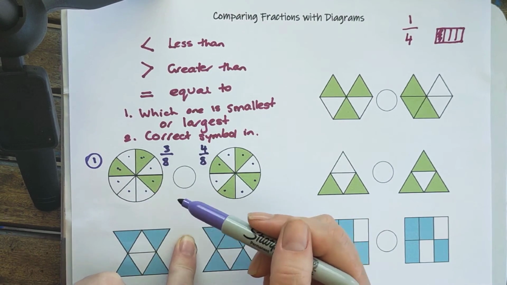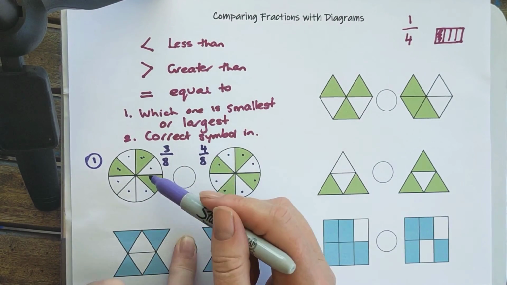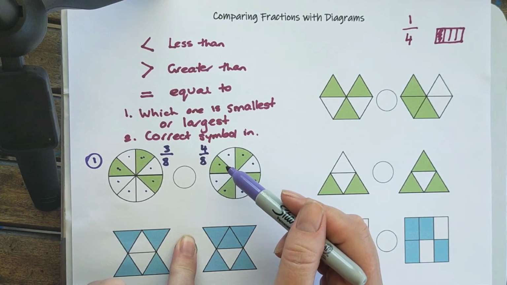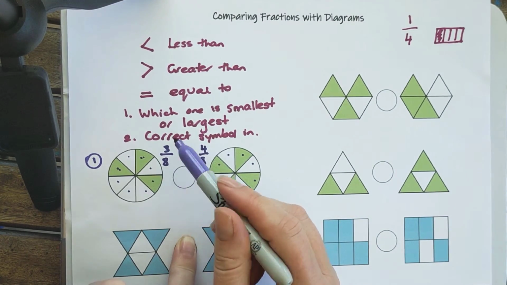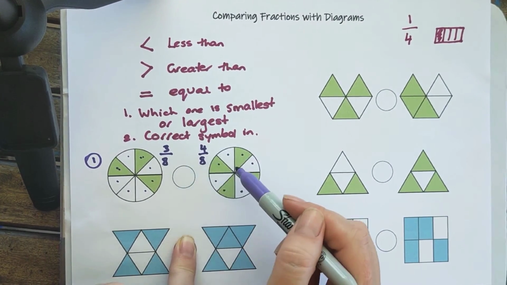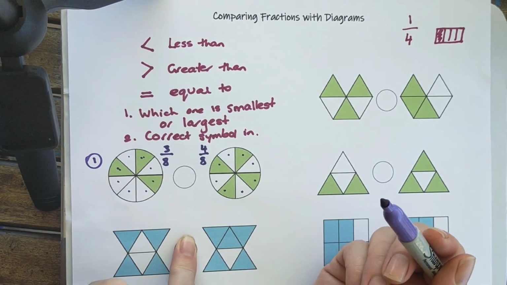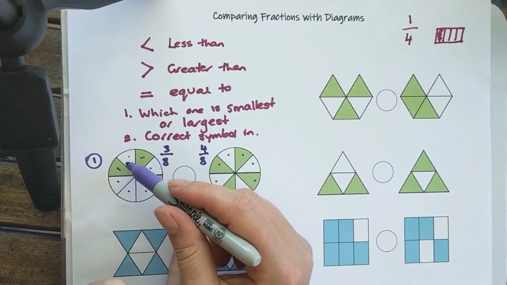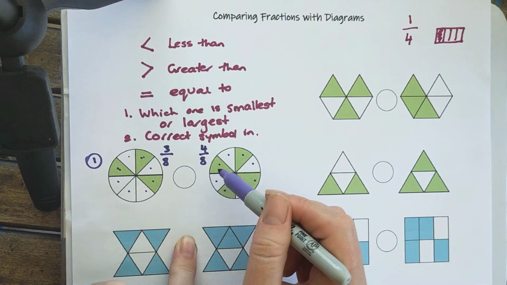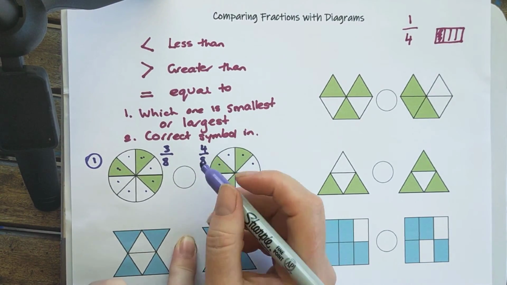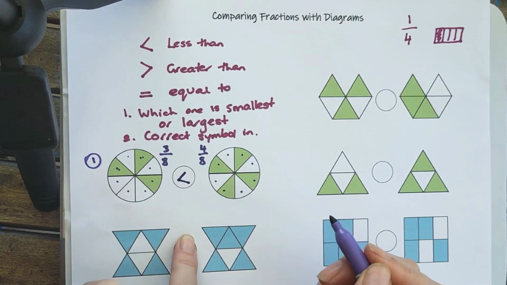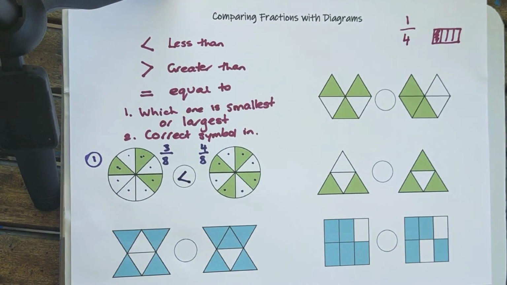But now we need to put a symbol in the middle to make a number sentence that's true. So 3/8, is 3/8 less than 4/8? Or is it greater than 4/8? Or is it equal to 4/8? Well, if I've only got 3/8, that's less than if I had 4/8. So I'm going to put a less than symbol in the middle to say that it's less than it.